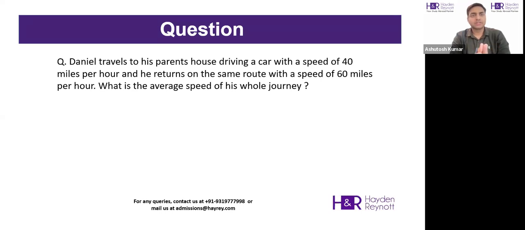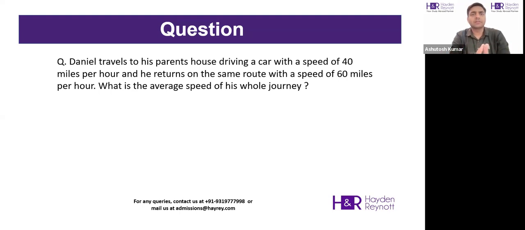There's one question given, which is: Daniel travels to his parents' house driving a car with the speed of 40 miles per hour, and he returns on the same route with the speed of 60 miles per hour. What is the average speed of his whole journey?